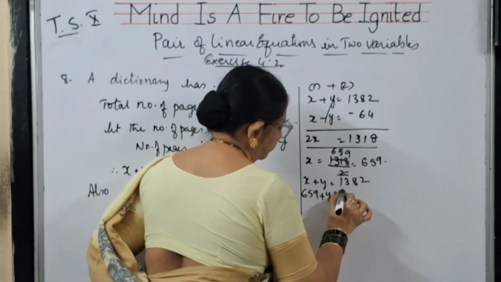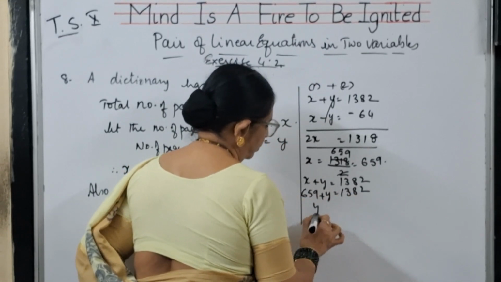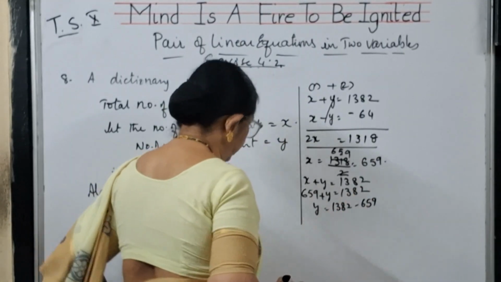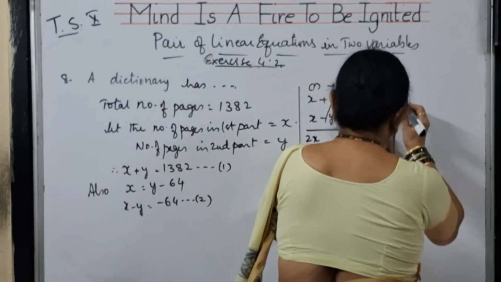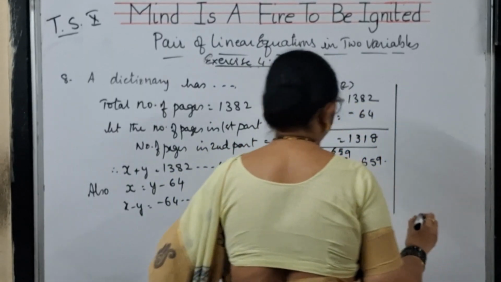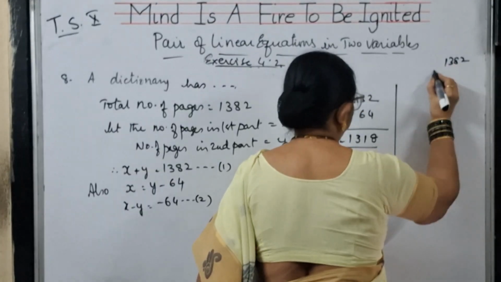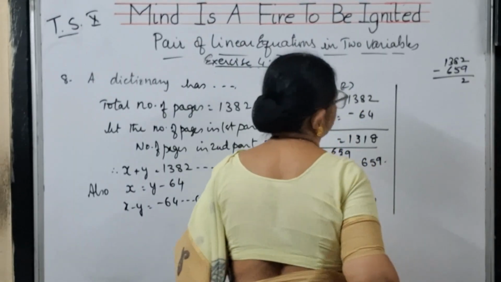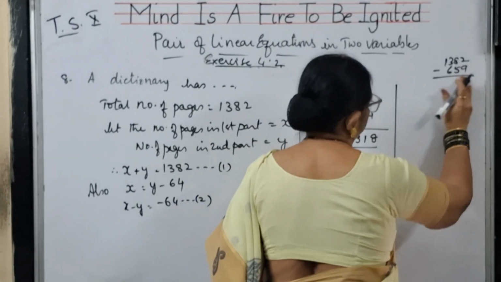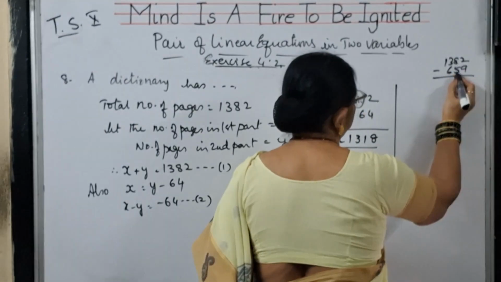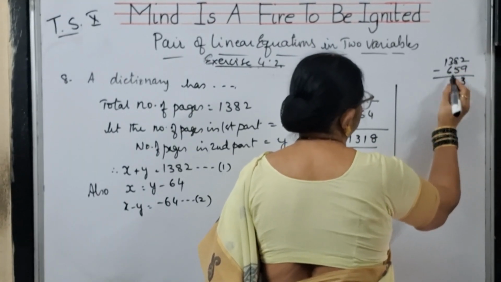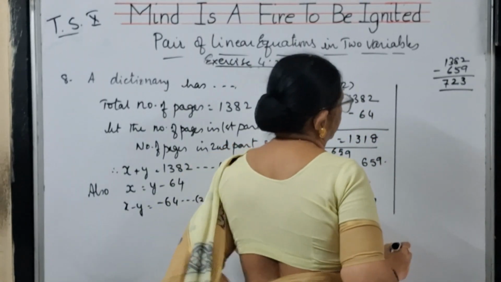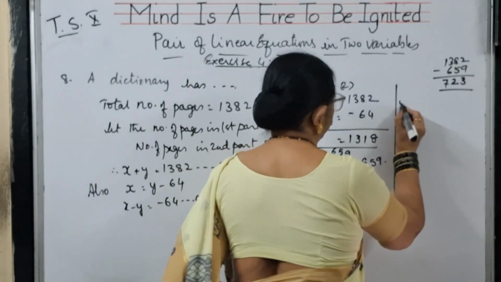So we know that x plus y is equal to 1382. 659 plus y is equal to 1382. Y is equal to 1382 minus 659. So how much are we getting? Let us see. 1382 minus 659. Here 2 or 3, and 7 minus 5, 2, and here 7 we will be getting. This is 723.